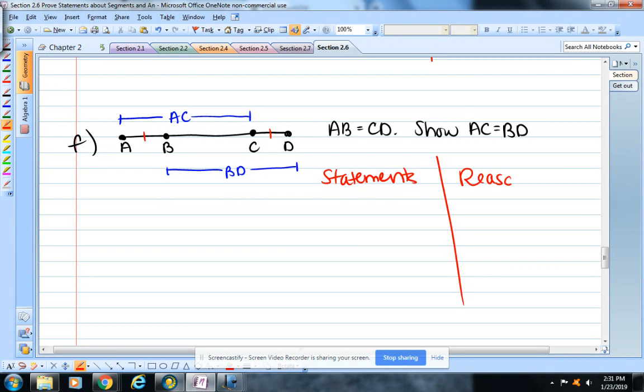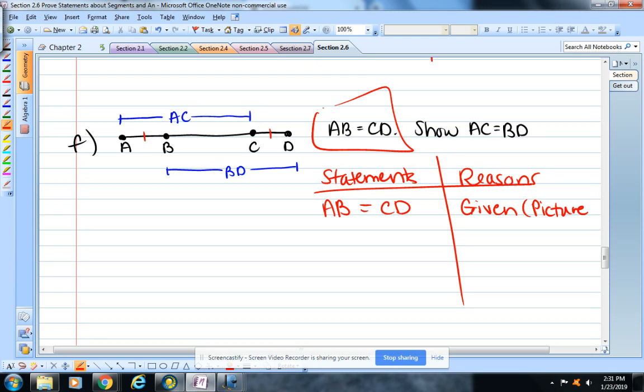What's given to me on this picture? Try again. Look for tick marks. AB equals CD. Look at your tick marks, okay? And they told me that too, didn't they? No, I'm looking for tick marks to say that something's congruent. I'm trying to prove that AC equals BD. So that will be my last statement.